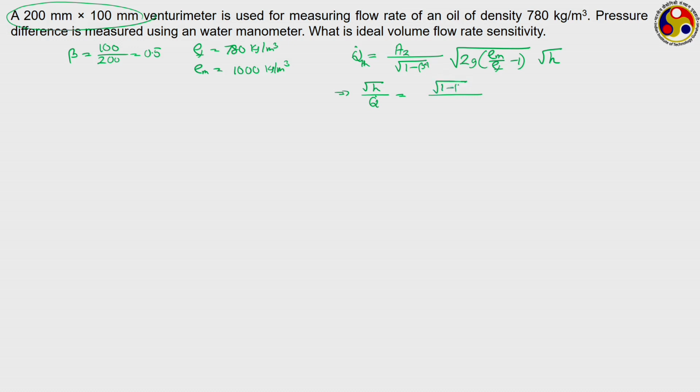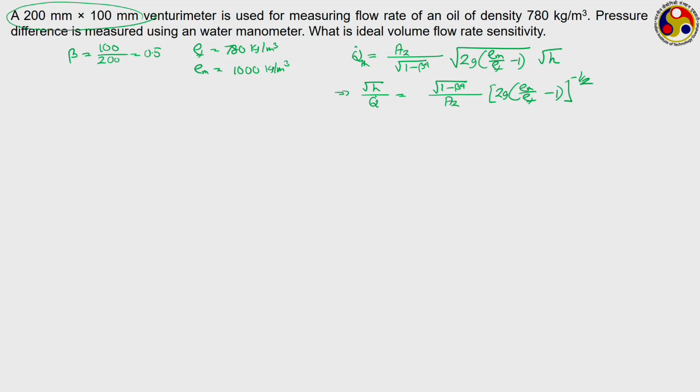It is root over 1 minus beta to the power 4 by A2 into 2g, or I should write this way, 2g into rho m minus rho f minus 1 whole to the power minus half. This is the sensitivity. Of course, ideally you should have written h by q dot, but as h by q dot does not have a direct linear relationship, it is quite common to represent either as root h by q dot or h by q dot square.